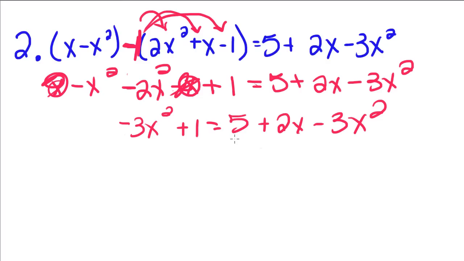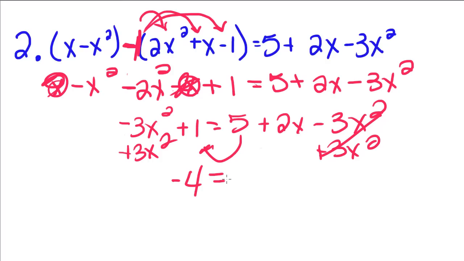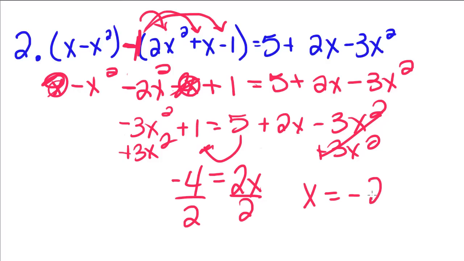3x. Well, I'm going to bring this 5 over here and subtract or add this 3x onto the side. So that's going to go to 0. 1 minus a negative, or 1 minus 5 gives me negative 4 is equal to 2x. If I divide by 2, I get x is equal to negative 2.